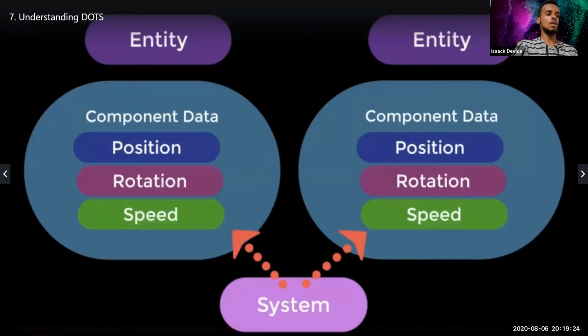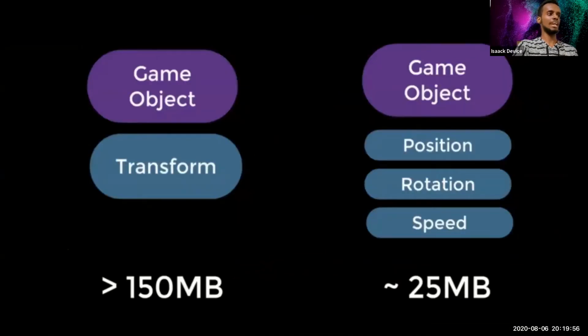Now, let's go deeper into the components of DOTS. We have the entity component system, the C# job system, and the Burst compiler system. But before I explain what the entity component system, the C# job system, and the Burst compiler system are, I just want to show you why we call it an entity component system. So let me go back again.